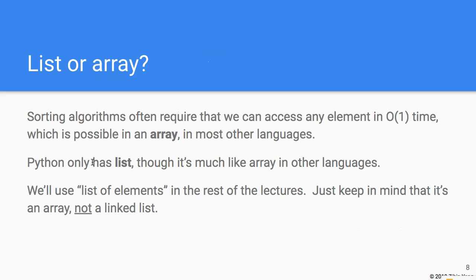And then finally, another very common thing for all of these sorting algorithms is that most of them require that we can either read or write any element in the input in constant time. That is possible if the input is in an array, just as in most other languages, right? But we've talked about this before. Python doesn't necessarily have something that it calls an array. The closest thing it has is a list, although, as we know, a Python list is very close to an array in other languages. So we'll use the terminology list of elements in the rest of the lectures. But just keep in mind that when we say list, it's not the linked list, but it's an array.